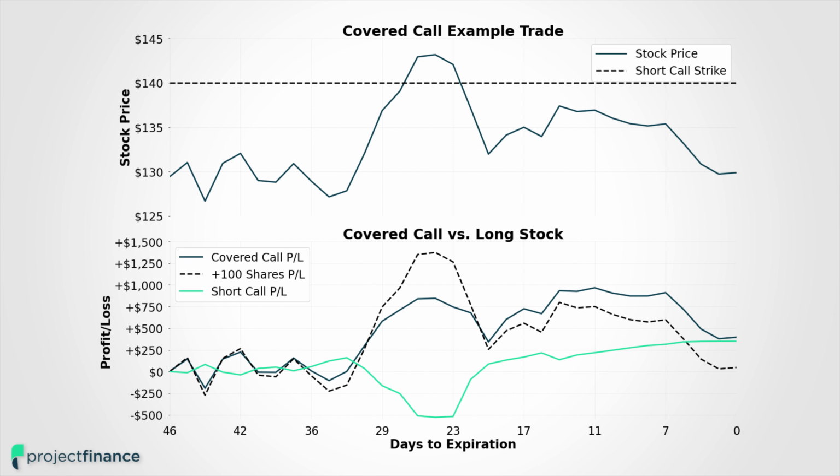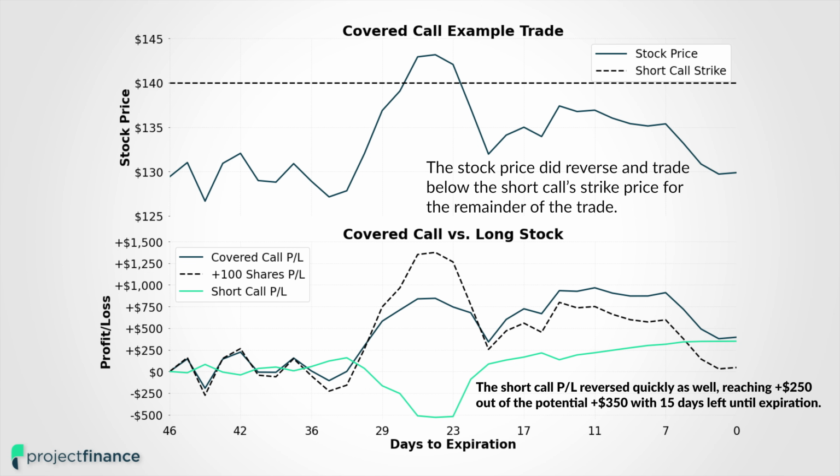As it happened in this example, the stock price did fall back down and we did see profits come in on that short call. Now, at around 15 days to expiration, the short call profit was approaching $250, and this is notable because that's a majority of the maximum $350 that we could make from the short call. So since we collected $350 in premium on that short call initially, there's a maximum $350 profit that we can generate from the short call position in this particular example.